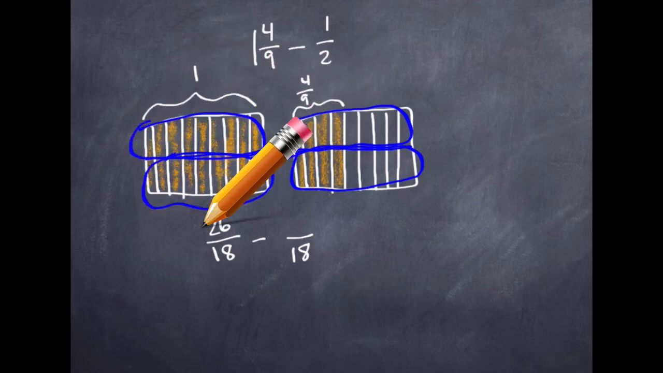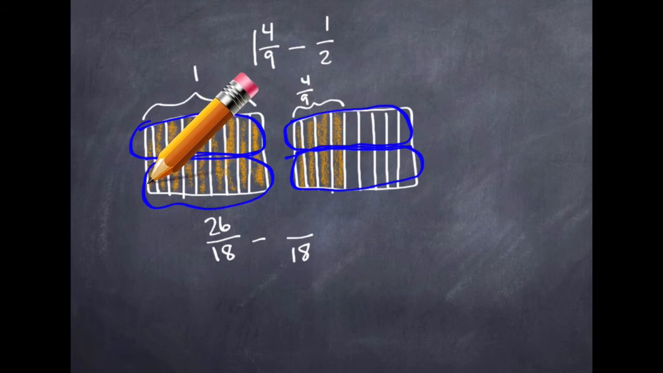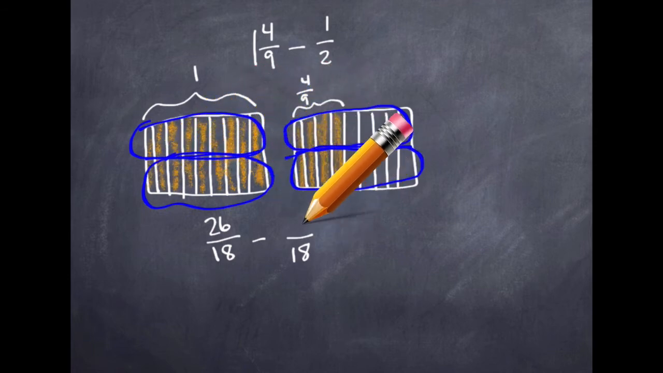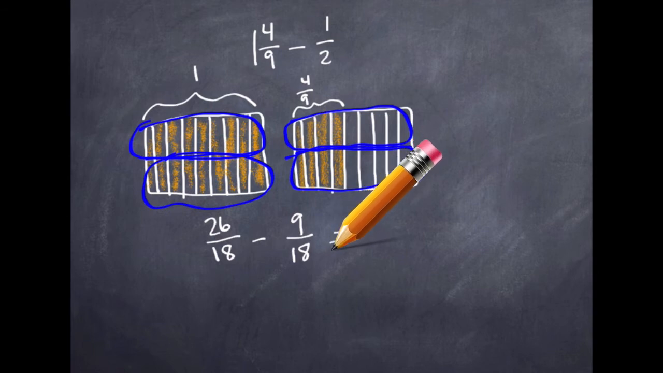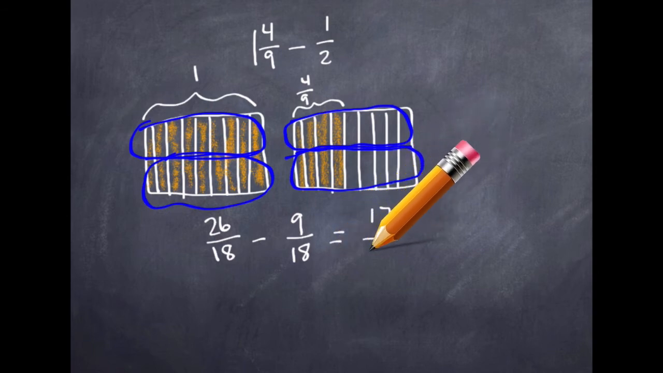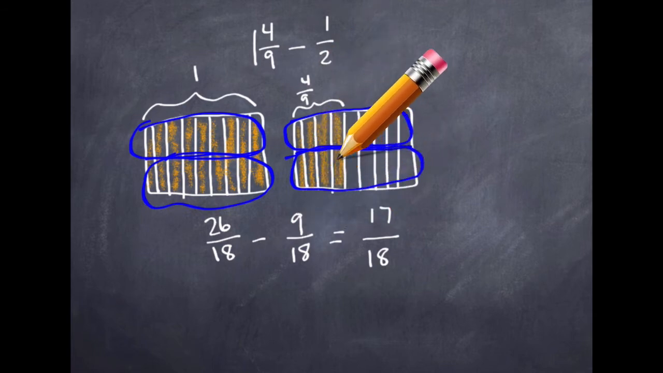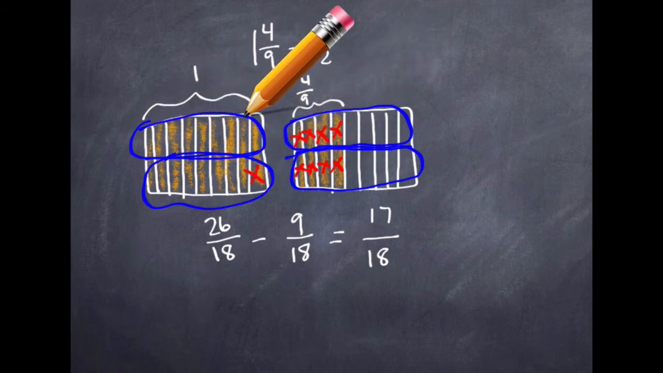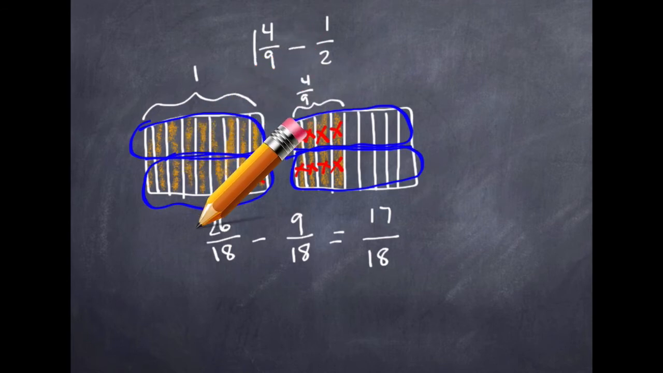So how many 18ths are in 1/2? Let's see, I have 1, 2, 3, 4, 5, 6, 7, 8, 9. 9 18ths. 9 18ths in 1/2. So 26 18ths minus 9 18ths will give us 17 18ths. If I were to cross off 9 18ths, I would cross off 1, 2, 3, 4, 5, 6, 7, 8, 9, which would leave me with 17 18ths over here.